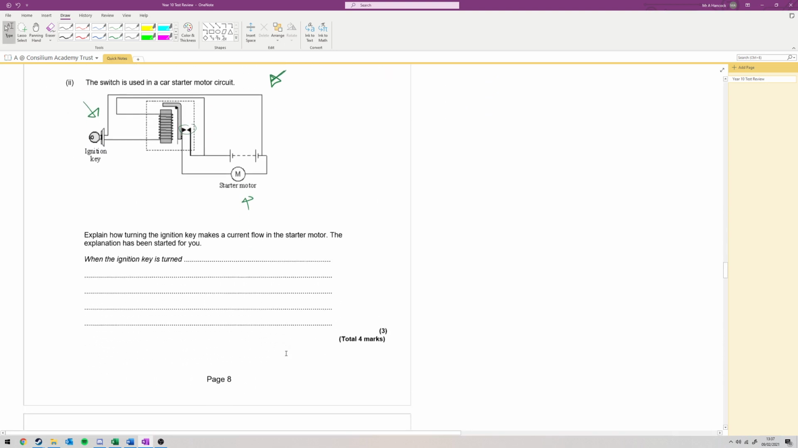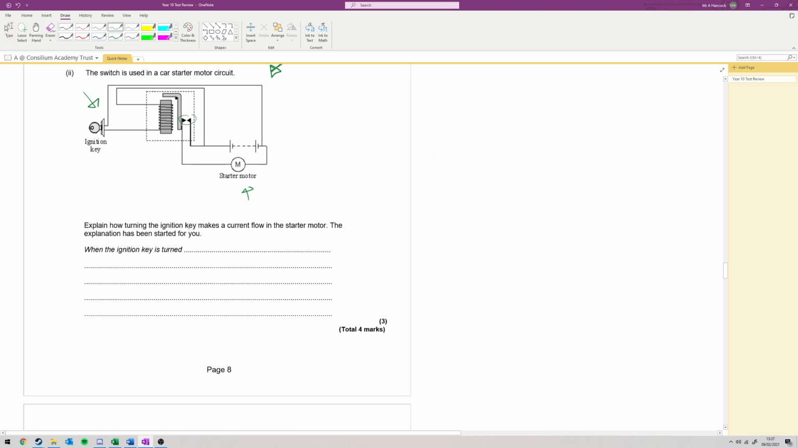Now let's have a look. I explain how turning the ignition key makes the current flow in the starter motor. So how do you get from turning that key here to this starter motor being on? Well, the first thing you needed to say is something along the lines of a current flows through the coil, or the current flows through the electromagnet. And that specifically, you've got to talk about current.